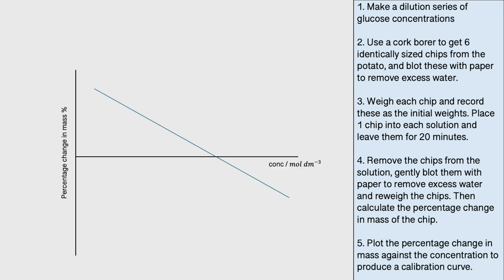Then plot the percentage change in mass against the concentration to produce a calibration curve. This graph has a positive percentage change for increases in mass and negative percentage change for decreases in mass. At the point where the graph crosses the x-axis, the solution is isotonic. If we had a solution with an unknown concentration, we could do this experiment with it, calculate the percentage change in mass and using the graph find its concentration.